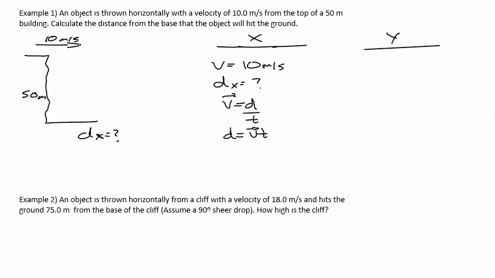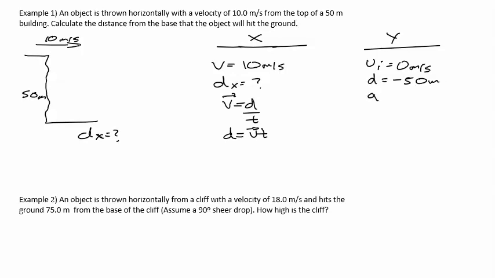We're going to find the time in that y direction. We know that the initial velocity is equal to 0 meters per second in the y direction. It's got a displacement of negative 50 meters, not meters per second, just meters.